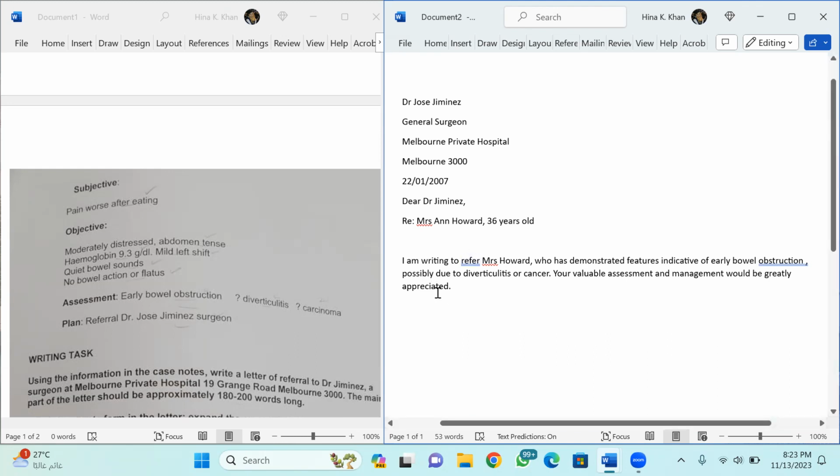There is no twisting it, nothing. And just by reading this introduction, the examiner or the doctor might know what I'm trying to say, or what he will expect in the letter. That okay, fine, the patient is having what? Early bowel obstruction, and maybe it's because of what? Diverticulitis or cancer. And what I have to do, I have to assess this patient, and then I have to manage the patient. So this is the introduction.